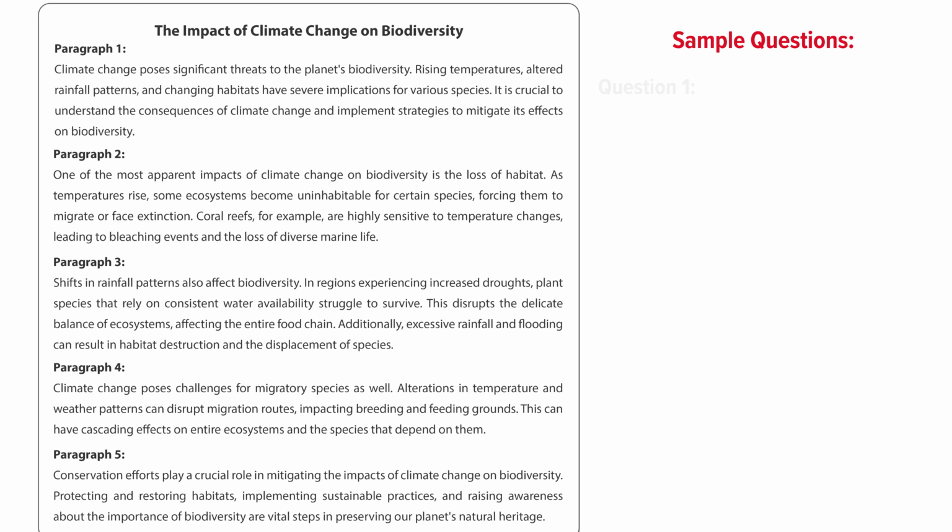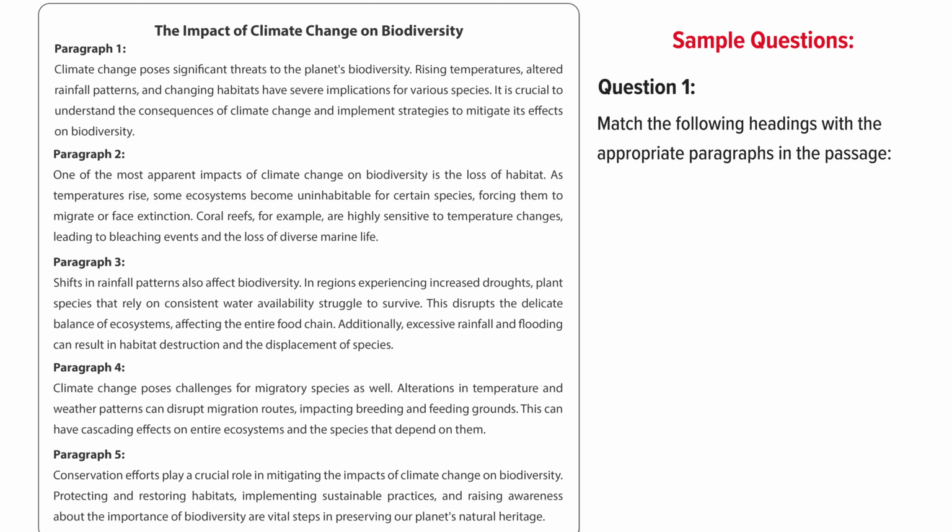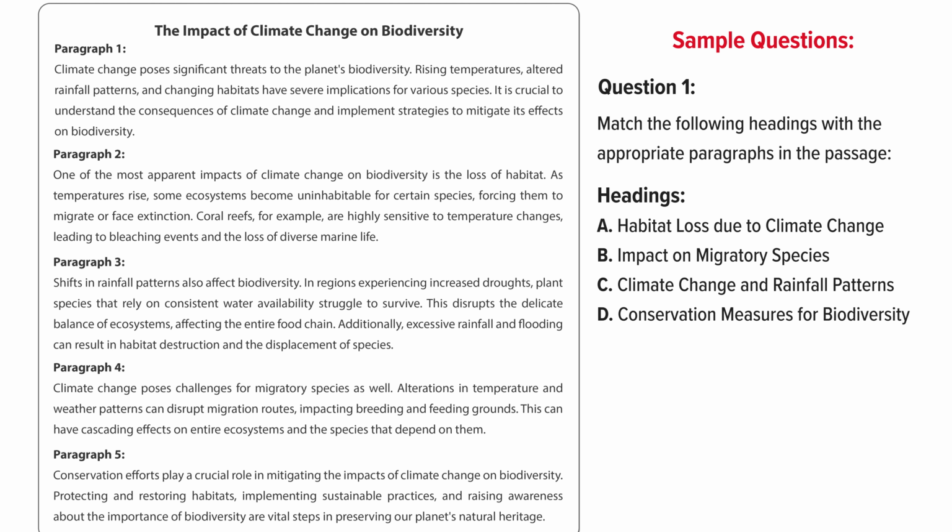Sample questions. Question 1. Match the following headings with the appropriate paragraphs in the passage. Headings: A. Habitat loss due to climate change. B. The impact on migratory species. C. Climate change and rainfall patterns. D. Conservation measures for biodiversity.